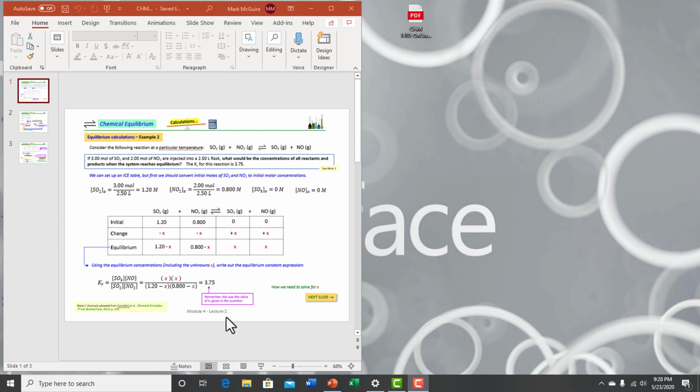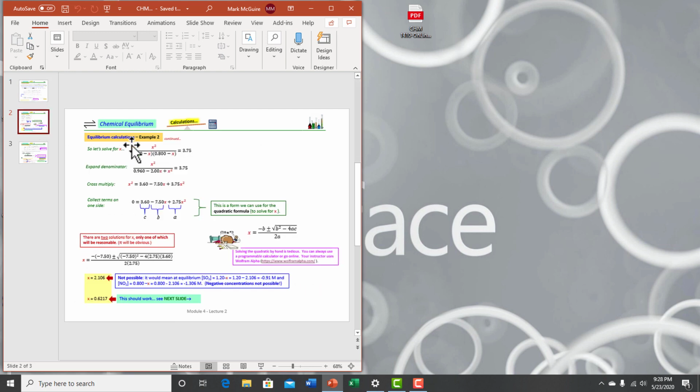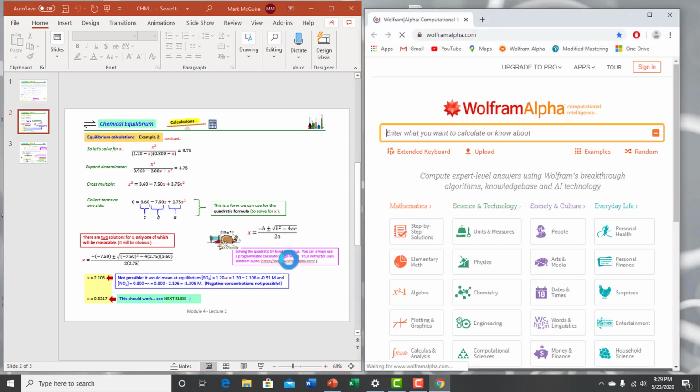If you recall from lecture 2, one of the example problems, we set up an equilibrium situation where, of course, we wanted to get the value of x so that we could solve for the equilibrium concentrations. And when we did that, we came up with an expression that looked like this. And if we went to the next slide, the expression would then be in this form. And I mentioned on the slide that you can use Wolfram-Alpha to solve this. So I'm going to bring up Wolfram-Alpha in a small window on the right here.